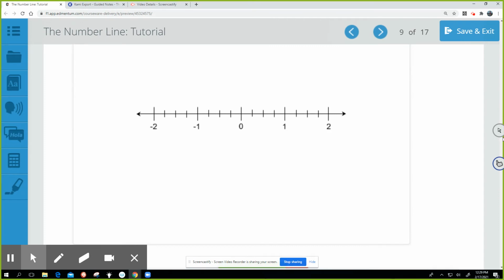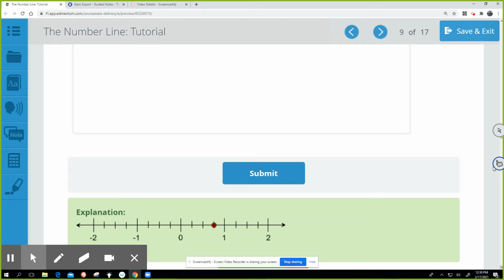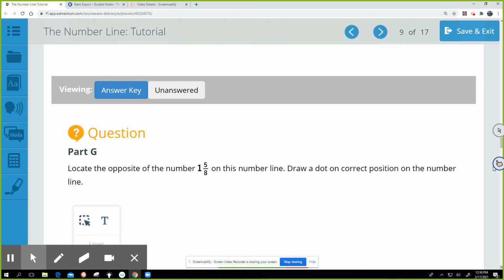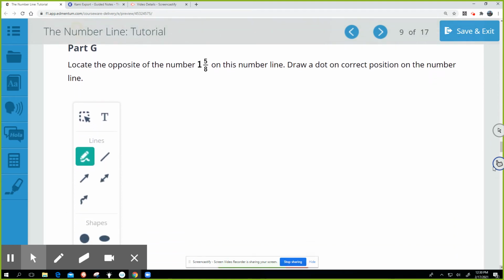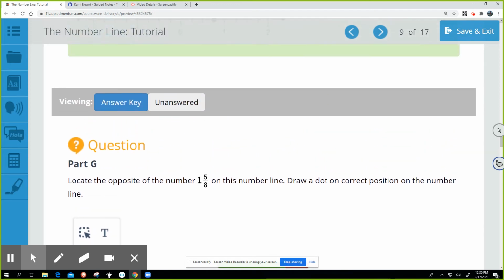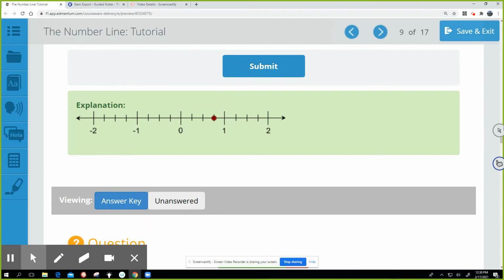Okay. Everybody still good? And then we're going to go to question G. What was F? F is 3/4. And it's right there on the number line. Do you see it?